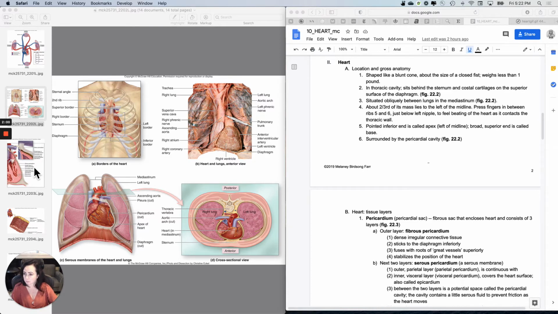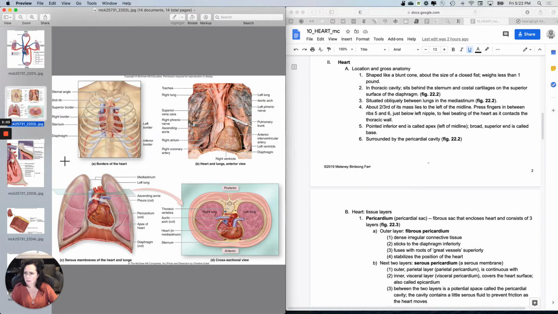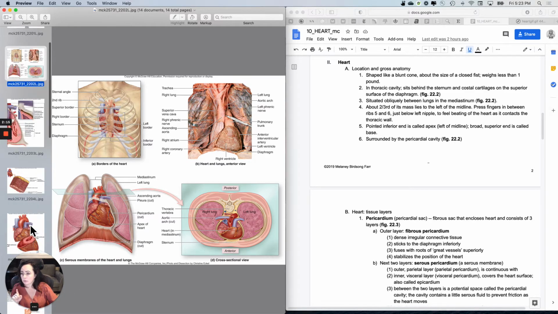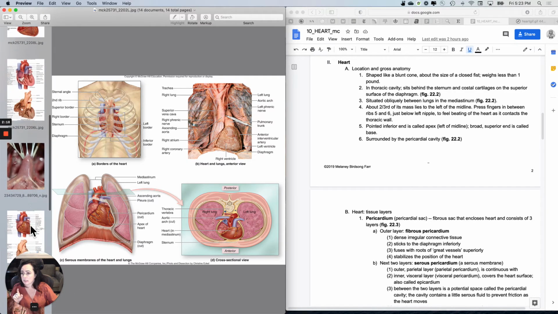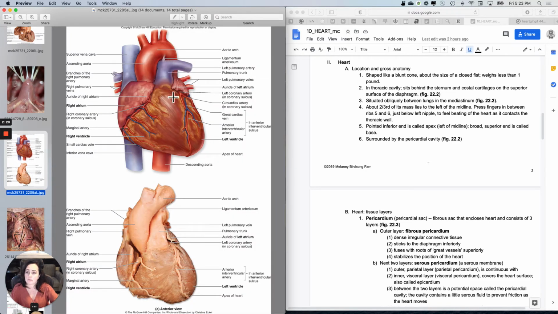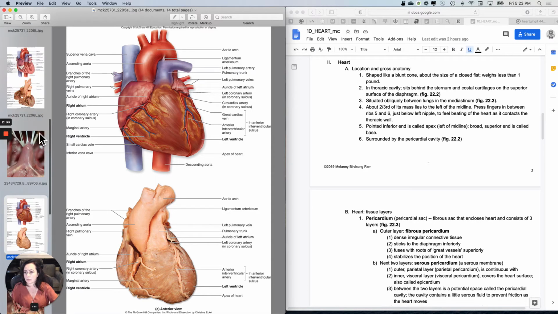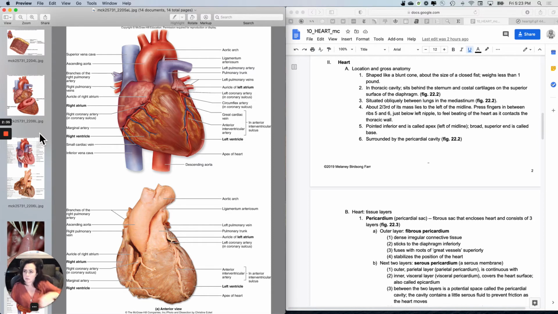In addition, one other little thing about the heart. So I told you it was situated obliquely, so it's more to the left side, but it's also slightly twisted so that from an anterior view, you actually are going to see more of the right side of the heart. It looks like the left side is actually smaller from an anterior view. It's not. It's just twisted so that you're seeing more of the right side from an anterior view. So it's kind of twisted this way and also twisted that way.